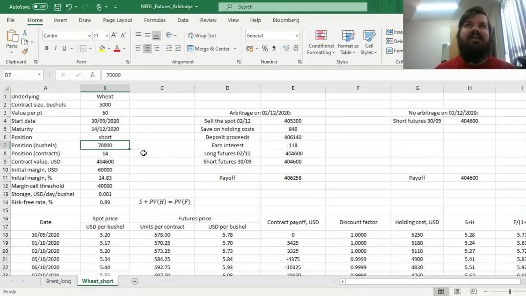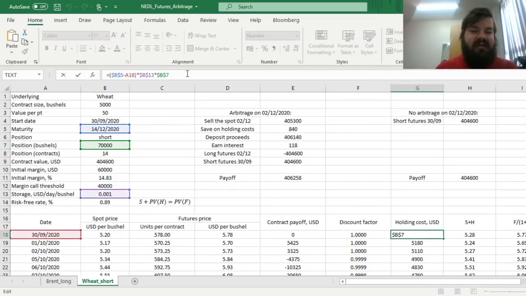We also need to assume that first of all our commodity is available to short at the spot market throughout this period, which might not be realistic, so we need to account for that, and also that the holding cost component of our commodity evolves like that. So there is some storage costs payable per day per bushel, just as it was with oil.